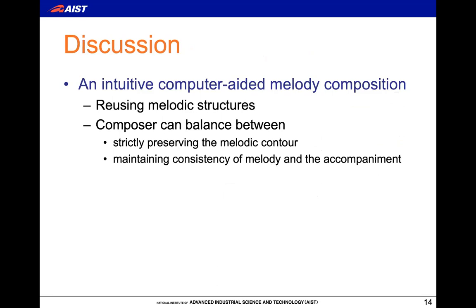The experimental results indicate that contour-preserving melody conversion provides an intuitive tool for computer-aided melody composition. It enables reusing the melodic structure, and the composer can balance between strictly preserving the melodic contour and maintaining consistency of melody and accompaniment.